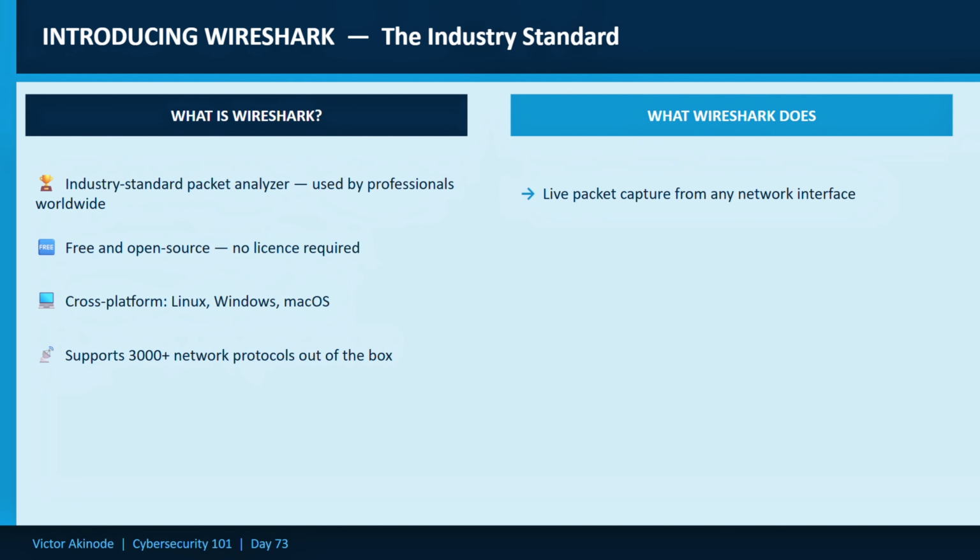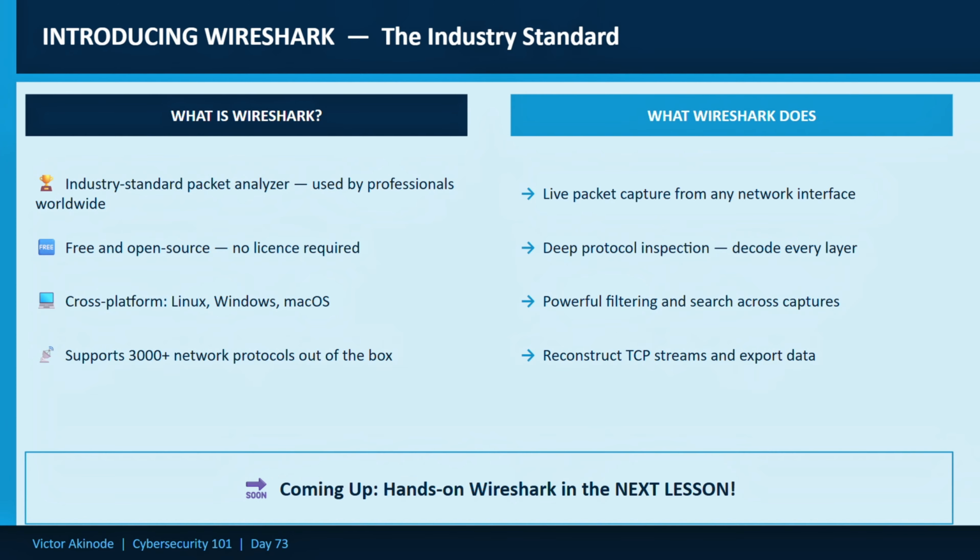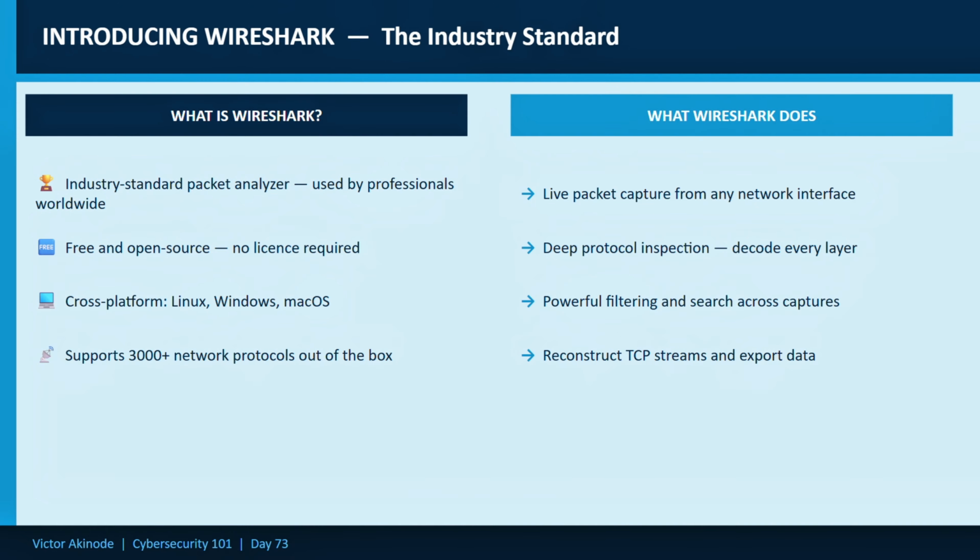Now, what does Wireshark do? It can capture live packets from network interfaces. It can do deep protocol inspection of all layers. It has powerful packet filtering and searching capabilities. It can do protocol decoding and stream reconstruction, and it also helps export packets and data for further analysis.